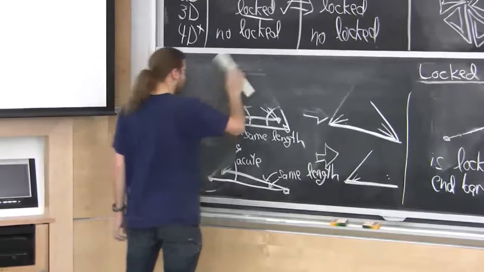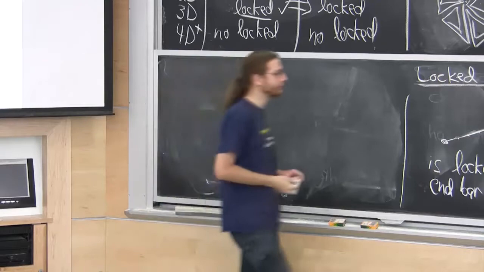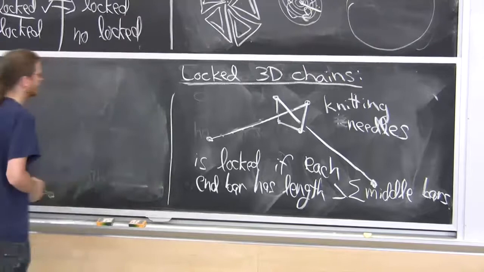Sadly, rules one and two do not prove that this thing is locked. They only work in two dimensions. But for this one example, and to tell you the truth, this is pretty much the only example of a locked open chain that we have, there's a really simple, nice proof.